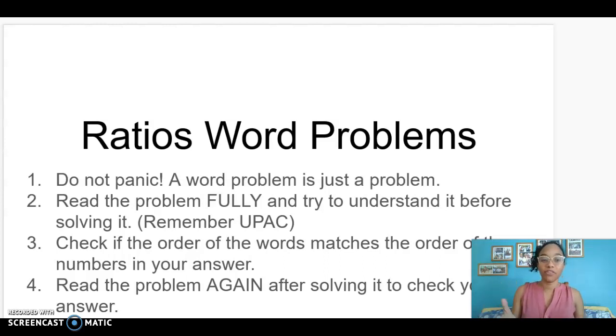So read the problem fully and try to understand it before solving. That's the U in understand. Plan. Check the order of the words and check that it matches the numbers in your answer. Read the problem again after solving it to check your answer. So you're going to understand, plan, answer, and check. Follow me as we do those 4 steps to solve each of these word problems.